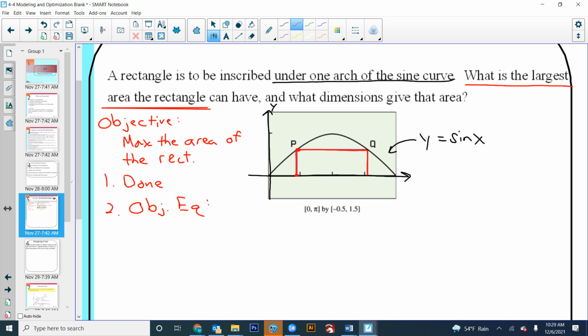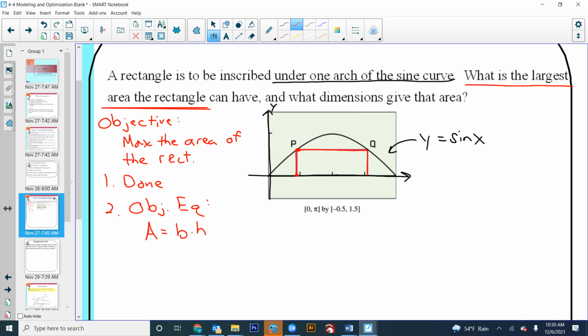This one's easy. We're trying to maximize the area of a rectangle. Well, what's the generic area of a rectangle? Base times height, you said? If you said length times width, I would have written that. Base times height's fine. I don't care. Either one. Everybody good?